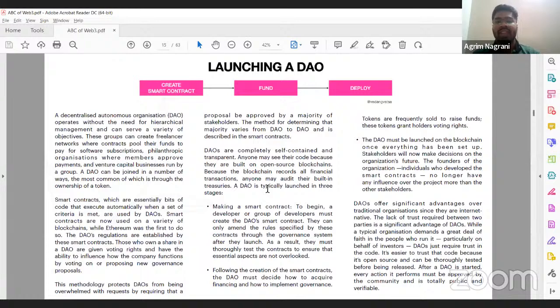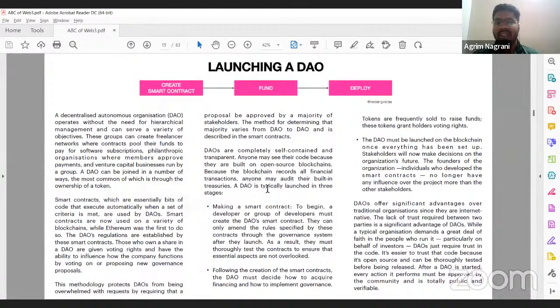So how can you create a DAO? A DAO can be created by a group of developers who can set a set of rules and regulations for the particular contract they are building. Accordingly, that DAO can be set up. And once the DAO is set up, even the coders or developers who have created that particular smart contract can't make any change in it.